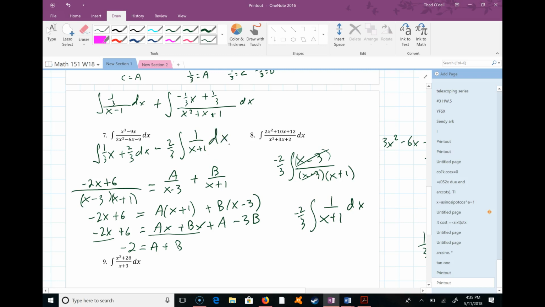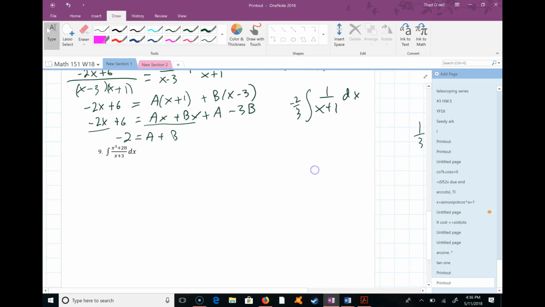And again, that'd be an easy du over u type integral, which would be natural log. So then you just would integrate this right here. Of course, this is not done. I'm being clear on that. I'm just showing you a partial fraction decomposition part and then leaving this for you to integrate. Okay, and then the last one is number 9.